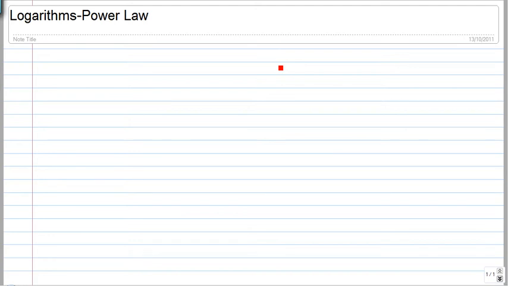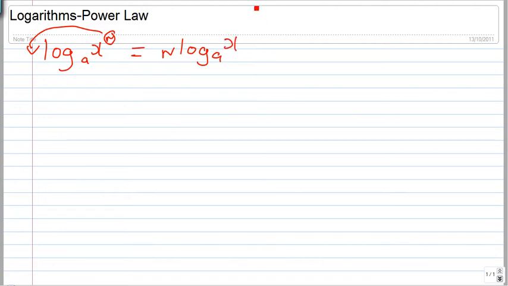Alright, so let us get acquainted with the power law for logarithms for this lesson. Say if you have log base a of x to the power of r. Now, this r can be brought down here. What I mean is you can write it as r log base a of x.